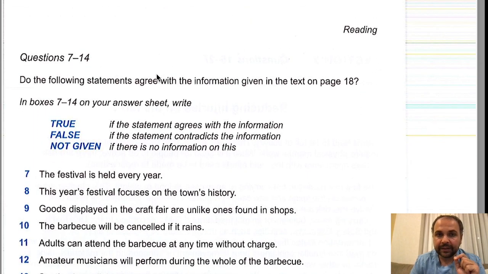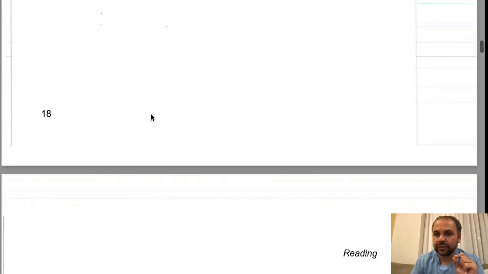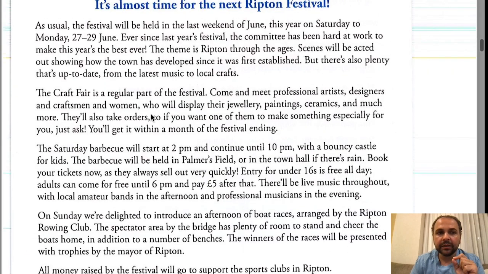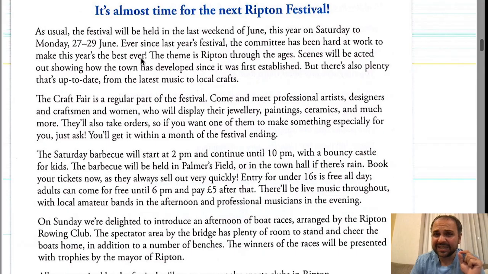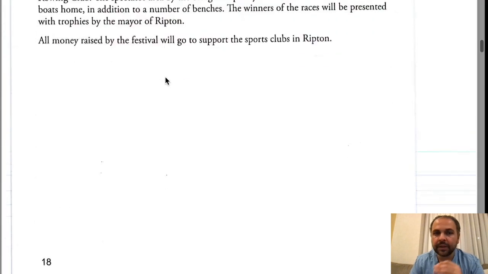Number 8, this year's festival focuses on the town's history. Again, we can clearly see it, so that scenes will be acted out showing how the town has developed since it was first established. So yes.